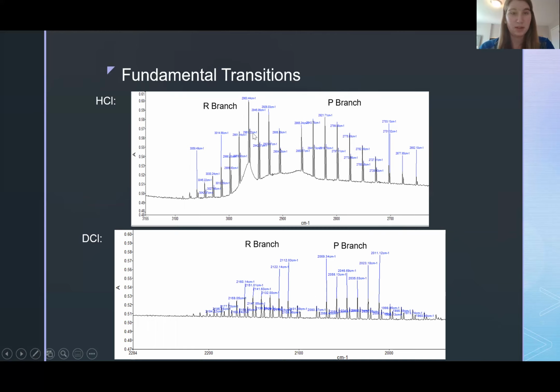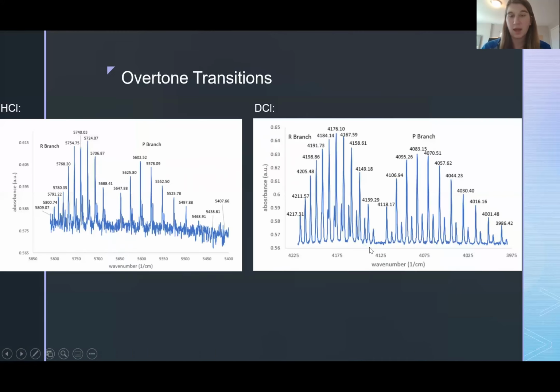And then once again, you can see the more intense peaks in the HCl, less intense in the DCl. And you can also see that the HCl peaks are a bit farther apart than the DCl peaks. This is once again true here, where the HCl are farther apart and the DCl are closer together, but the peaks are both pretty intense, similar intensities in these overtone transitions.